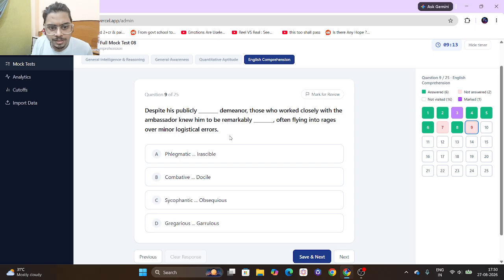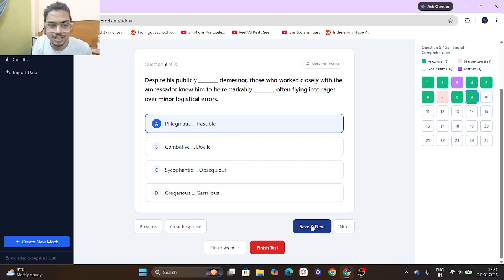Despite his publicly phlegmatic demeanor, those who worked closely with the ambassador knew him to be remarkably irascible, often flying into a rage over minor logistical errors. Phlegmatic means unemotional, calm, and irascible means irritated, combative. Docile no, sycophantic would not be shown in front of everyone. This is the only answer that seems right to me.